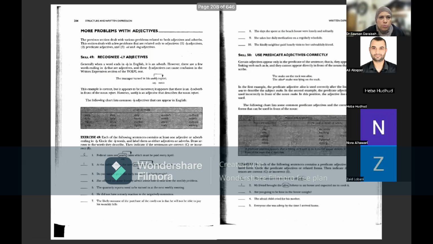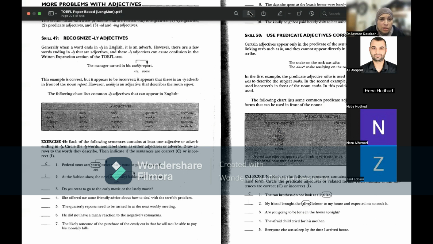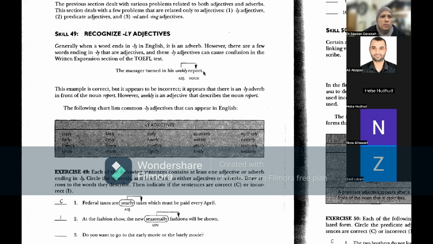Let's move to ly adjectives. Now this is new, right? Skill 49, recognize ly adjectives. Now there are some adjectives, guys. This is new, so please pay attention and give this special attention because this is something that we have not discussed before, right? What is this lesson about? We have to recognize the ly adjectives. There are some adjectives, guys, that end in ly. Not everything in English that has an ly, guys, is an adverb.